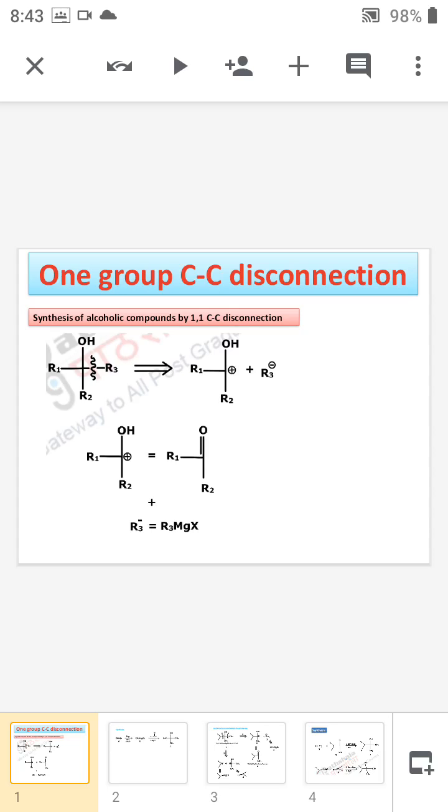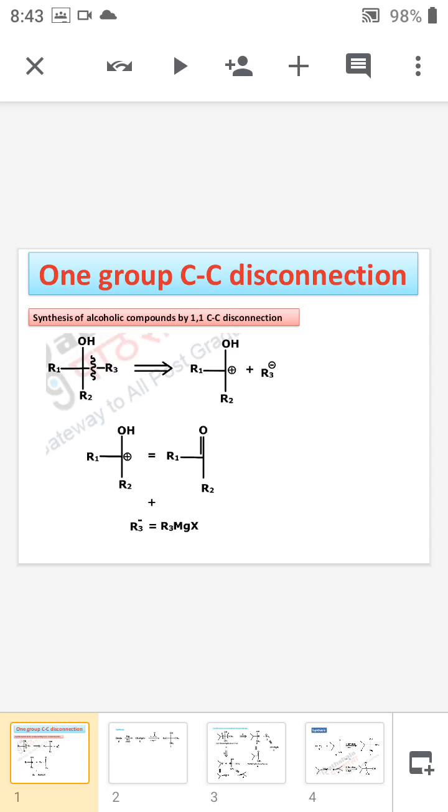Everybody. Today we are discussing the next topic of the retrosynthetic analysis and heterocyclic compound, that is the one group CC disconnection. And one group CC disconnection can be subdivided into two types, that is 1,1 CC disconnection and 1,2 CC disconnection. Today we are discussing how to synthesize the alcoholic compound by the CC disconnection.